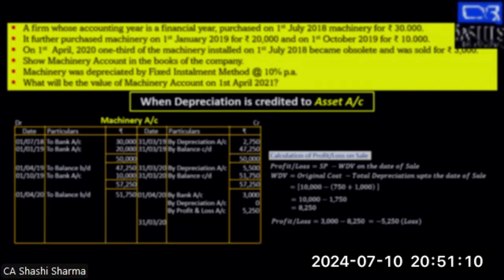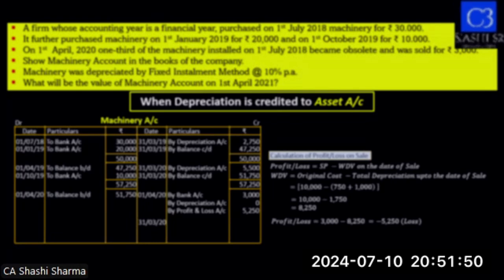And on the second machinery also, the depreciation will be 2,000. And on the third machinery purchased in the second year, the depreciation will be 1,000, 10%. 2/3 of the first machine and the second machine and the third machine have been used for full year for all the months in the third year.